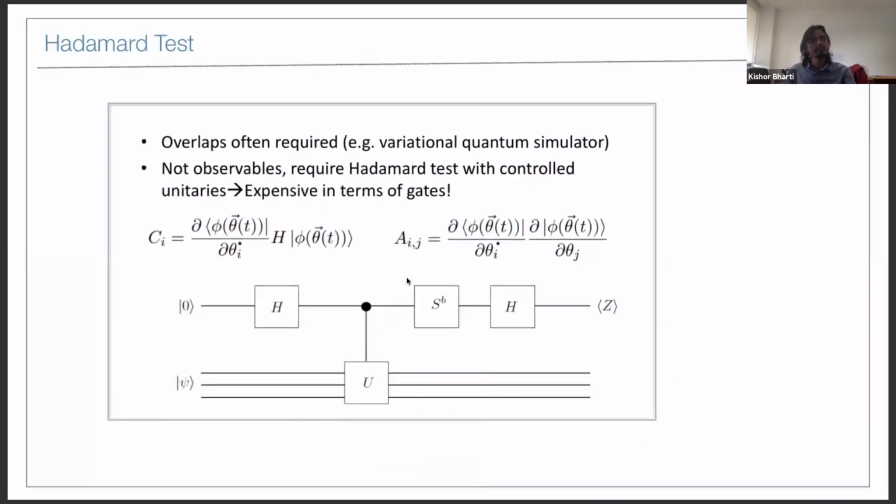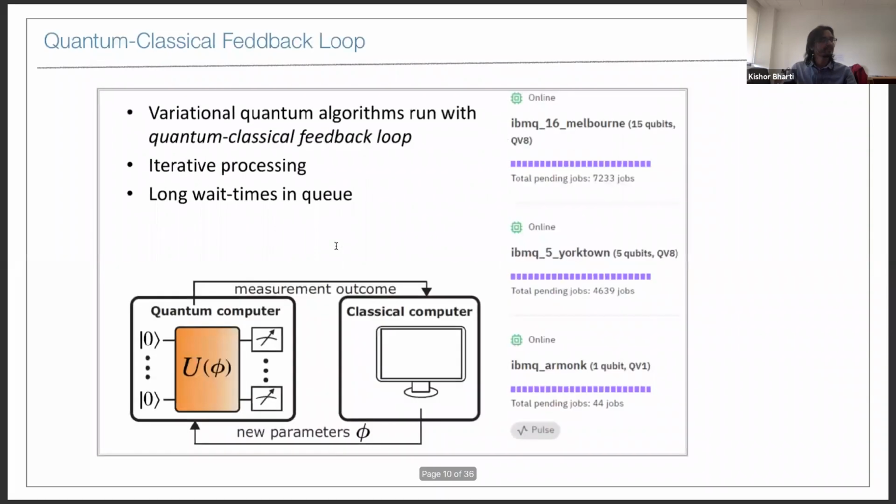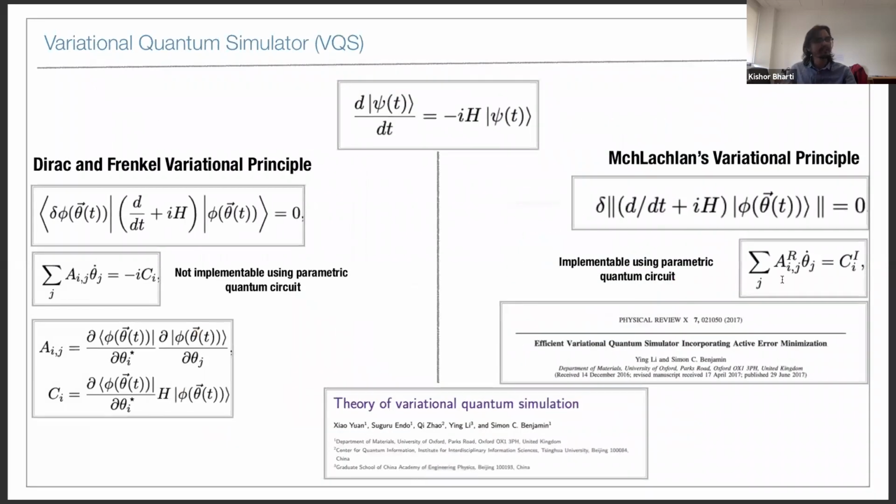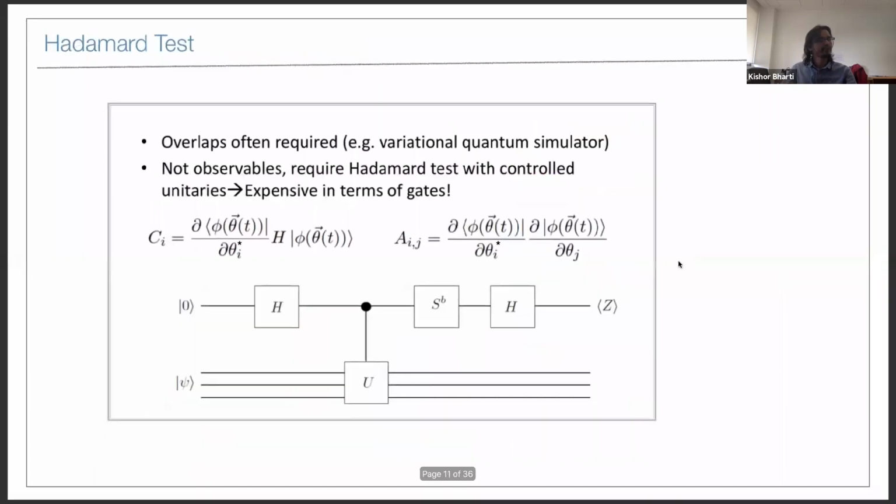The other problem which I don't quite like, and many people share, is this control unitary. For example, if you have to measure the overlaps, as you see here, these A and C matrices, because these are complex numbers, you need to do some kind of control unitary experiment, which depending on whether you want the real part or imaginary part, you can tune the value of B here to be 0 or 1, and you can get the outcome. This is called the Hadamard test.